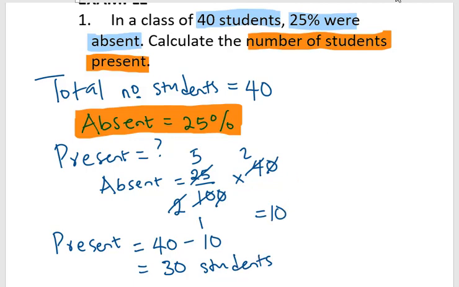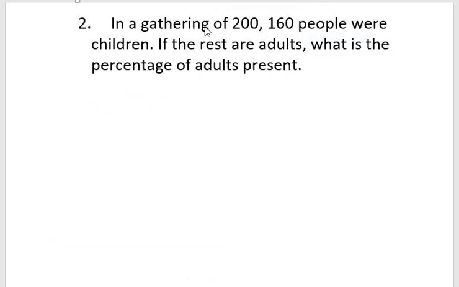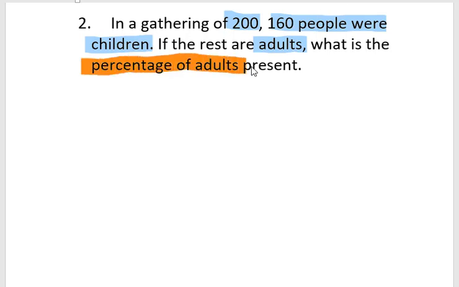For the second question, in a gathering of 200, that's 200 people, 160 people are children. If the rest are adults, what is the percentage of adults? We are asked to figure out the percentage of adults. So this should be our main focus.